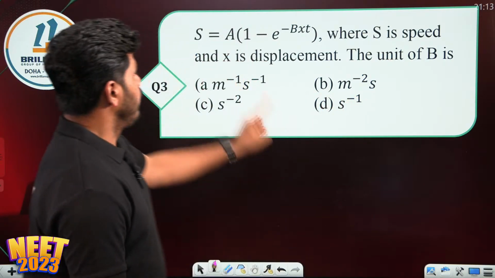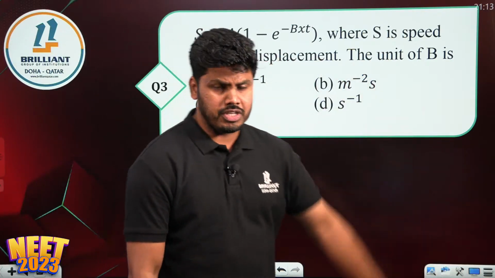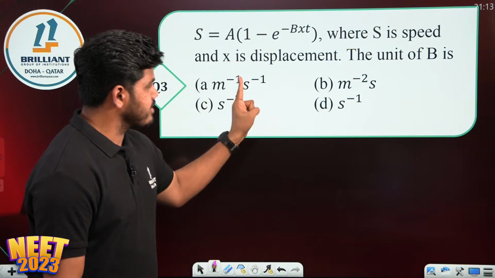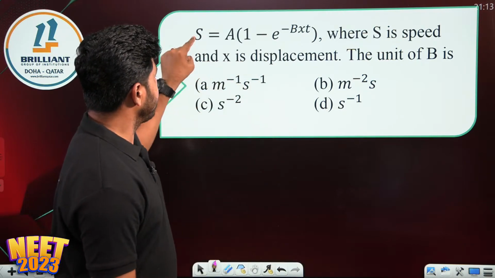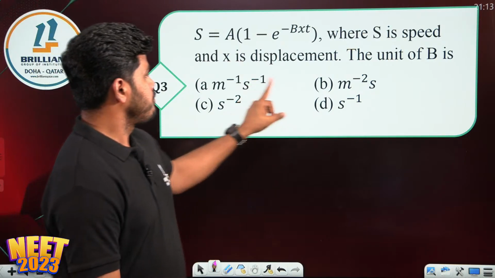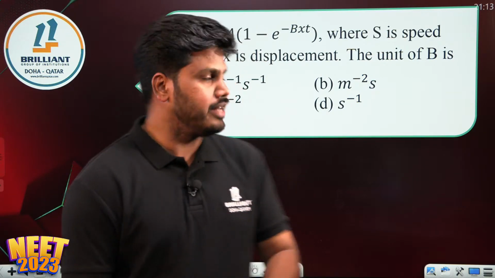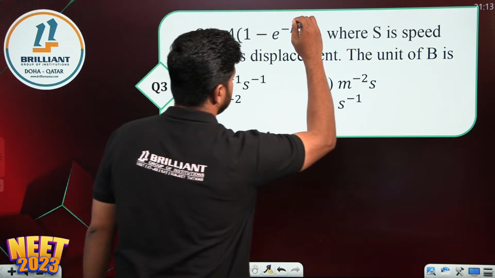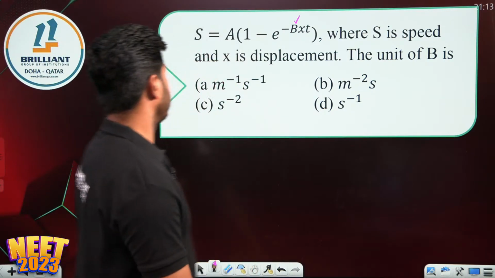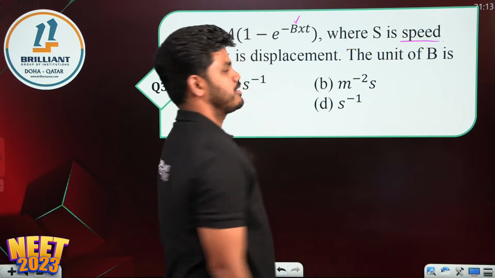Okay, look at this question. S is equal to A into 1 minus e raised to minus bxt, where s is speed and x is displacement. The unit of b is, what will be the unit of the term b in the equation? Where can you see b? B is given in the power of e, right? e raised to minus bxt. So let's see, s is the speed.